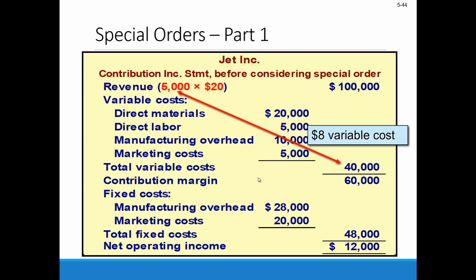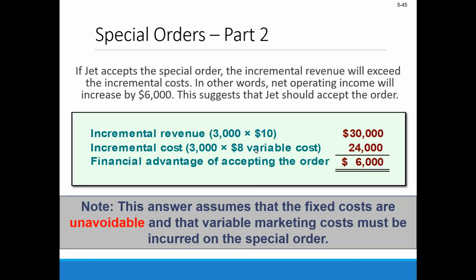So again, it just boils down to incremental revenue versus incremental cost. Incremental revenue, the 3,000 units at $10. Incremental cost, just the variable cost of production. Nothing fixed would change in any way, shape, or form. So Jet should accept that special order, all things equal.